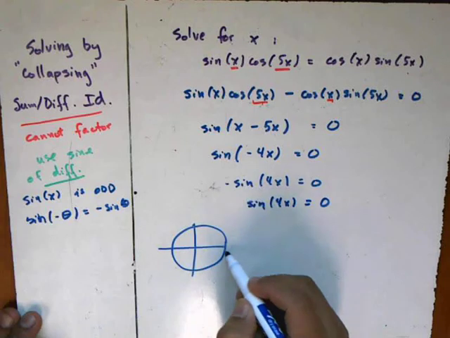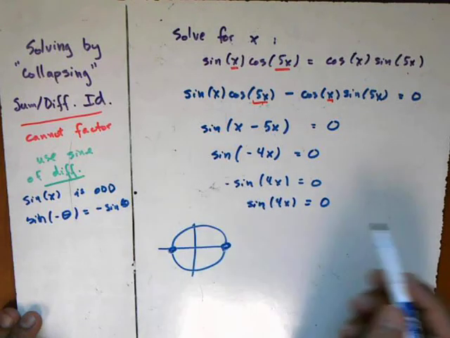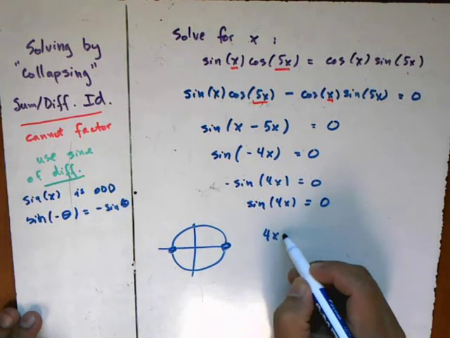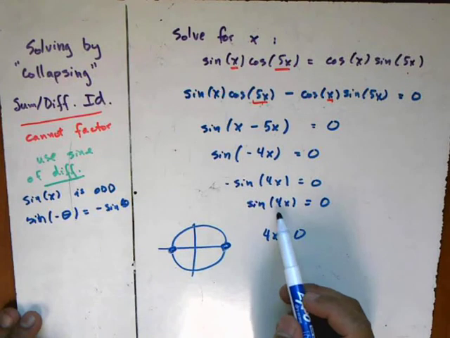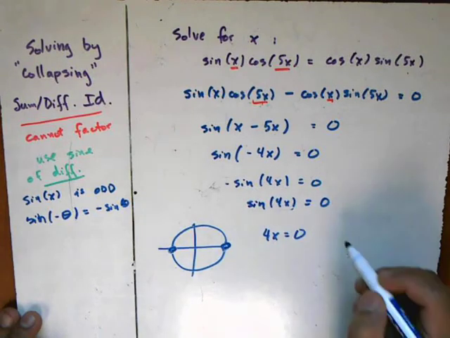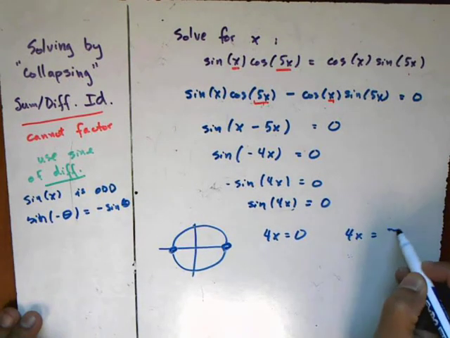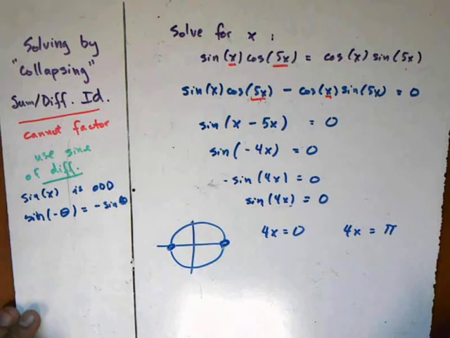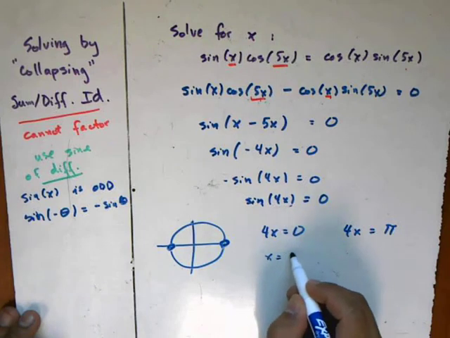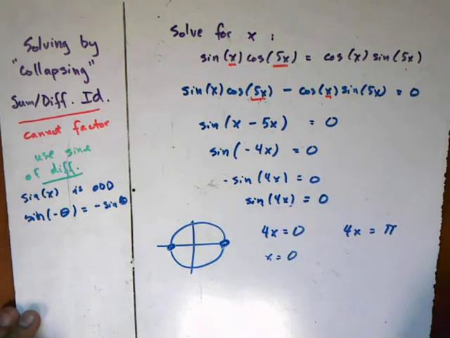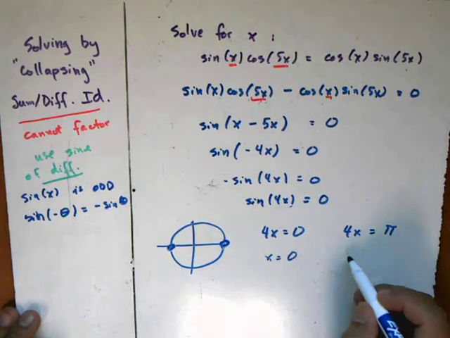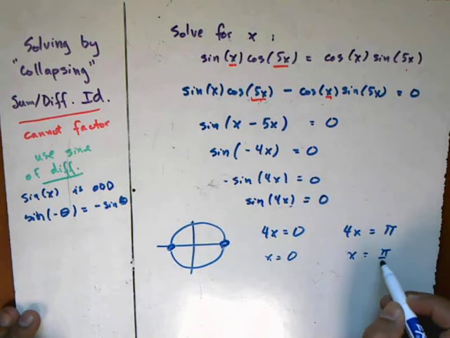Look on the unit circle, where is sine equal to 0? Well, it's here at this point and here at this point. So we have 4x equals 0, and this is how we take the input out of the sine function, and 4x equals pi. Going a step further, we get x equals 0 because we're dividing both of these by 4, and x equals pi over 4.